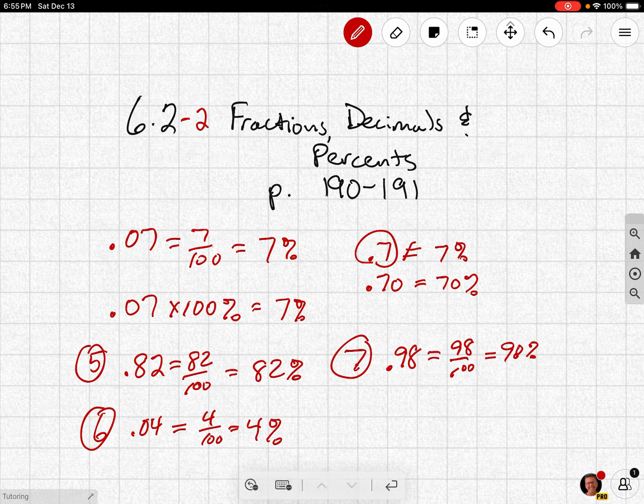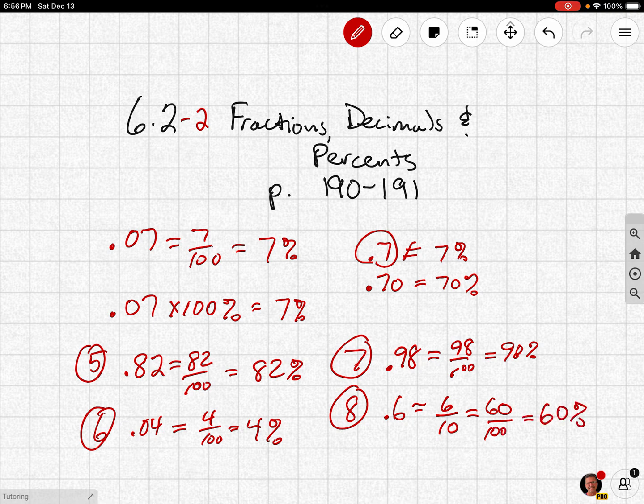Ooh, okay. And then 0.6, that's the one I warned you about, is equal to 6/10ths, which is equal to 60/100ths, which is equal to 60%.